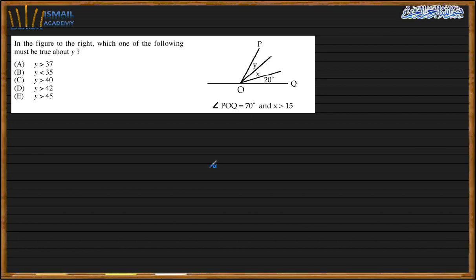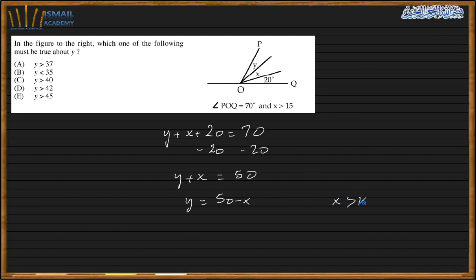POQ is 70, which means that y plus x plus 20 is 70. So I minus 20 both sides. So y plus x is 50. So y is 50 minus x. And we know that x is greater than 15.